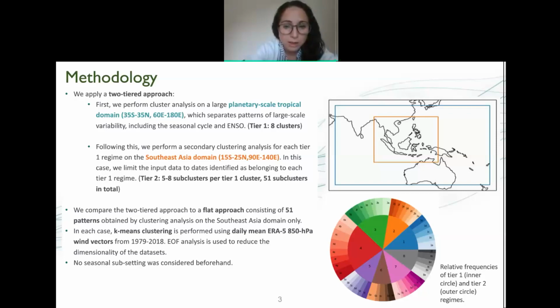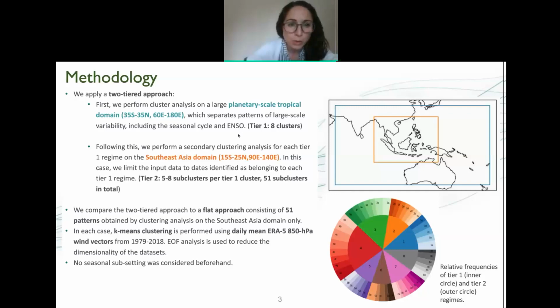So the approach that was tested on the project was to start with a two-tier approach in which an initial set of patterns was obtained for this larger blue domain. And then for each day on each of these clusters, they were subset into the smaller domain. And over the whole method, we obtained 8 clusters for the tier 1, and then between 5 and 8 subclusters for the small domain.